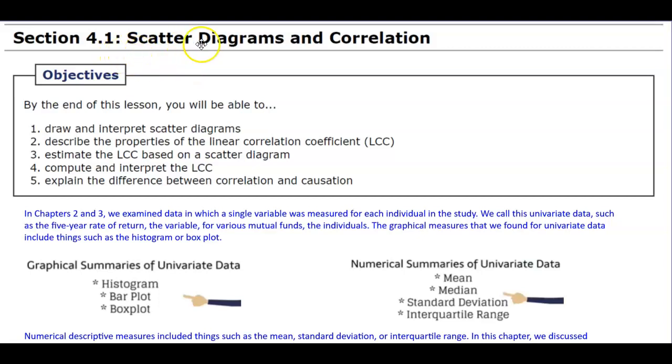Section 4.1, Scatter Diagrams and Correlation. In this lesson, we will be able to draw and interpret scatter diagrams, describe the properties of the linear correlation coefficient, estimate the linear correlation coefficient based on a scatter diagram, compute and interpret the linear correlation coefficient, and explain the difference between correlation and causation.